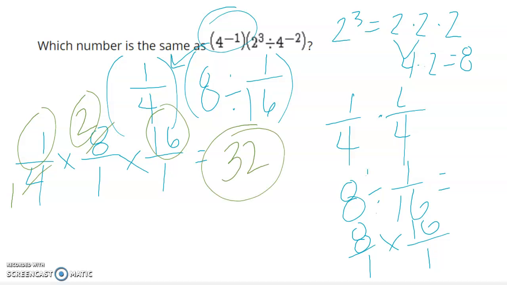So what number, so that means standard form, is the same as 4 to the negative first power times 2 cubed divided by 4 to the negative second power? That would be 32. So remember, when you have those negative exponents, you're writing them as fractions to have positive value.